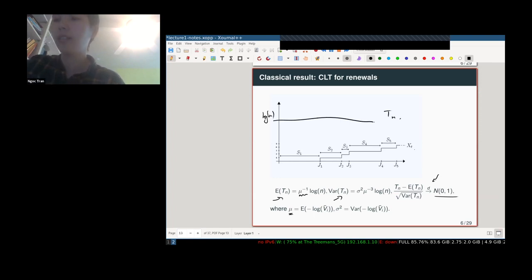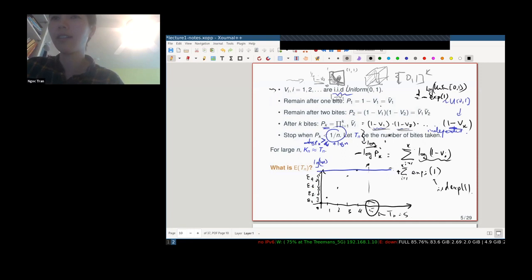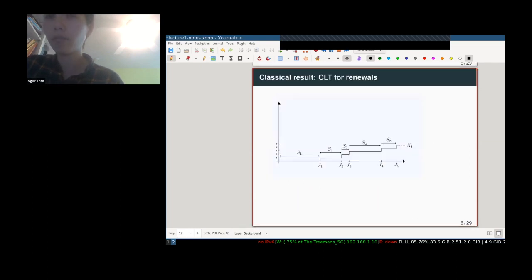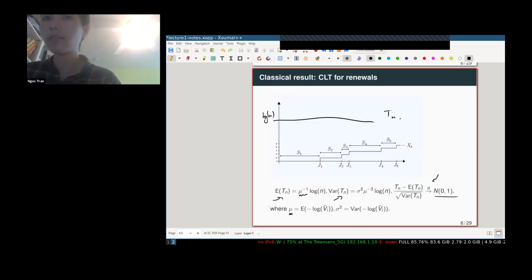In the previous picture, I had these jumps. If I look at the average jump size, that's the expected value of this epsilon_i, and this is my mu. Similarly, I can look at the variance of the jump, that's my sigma squared. Those are the two things that govern the asymptotic behavior of T_n. So the expected value of T_n is 1 over mu times log n.